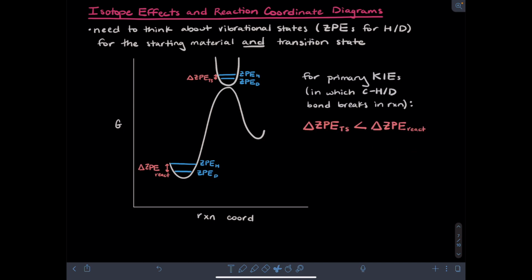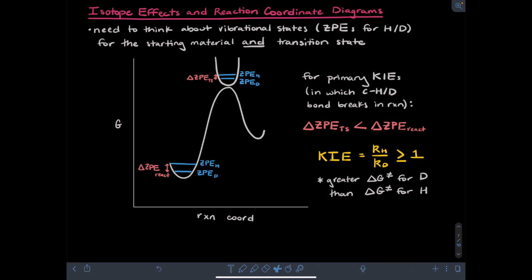For reactions where you have a primary kinetic isotope effect, this difference in zero-point energies at the transition state is going to be smaller than it was for the reactants. The reason for this is somewhat complicated, but it has to do with accessible vibrational modes at the transition state compared to the reactants.